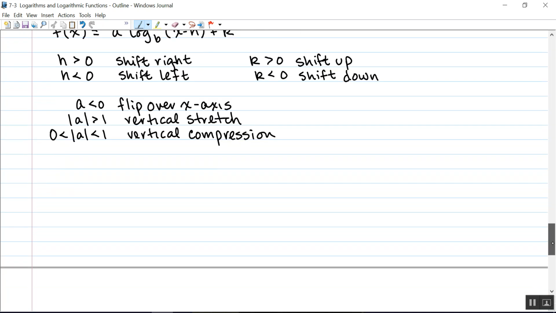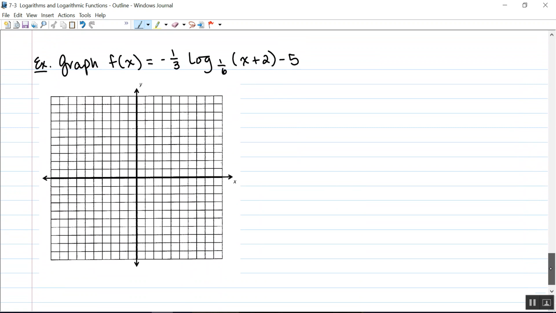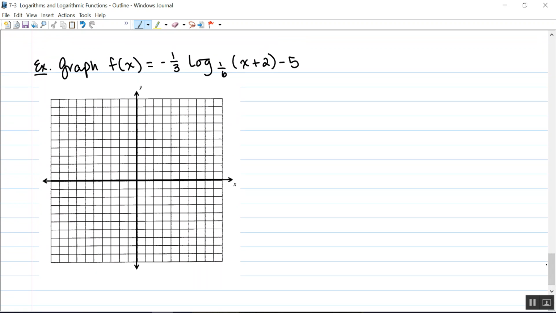Now, let's take a look at an example here, and it's a little more challenging than when we graphed exponential functions because I really don't know how to put this into the calculator. The problem is that this one here is a log with a base of 1/6. It's a little problematic, so we're just going to have to do our best. So we have f of x equals -1/3 times log base 1/6 of x plus 2 minus 5.